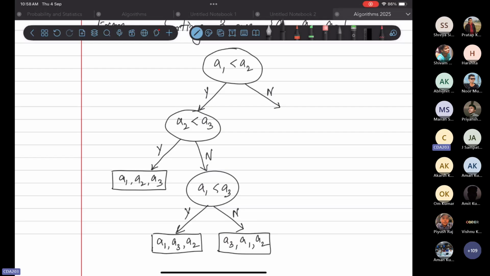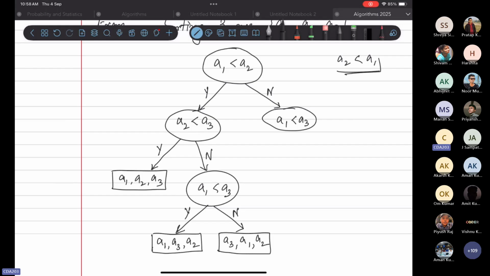Now we can do the similar thing in the other direction also. When I look at the first comparison, the result is no. Right? So I see here A1 is less than A2. This query is having a no answer. That means A2 is smaller than, sorry, A2 is less than A1. Right? So I need to now compare what about this A1 and A3.